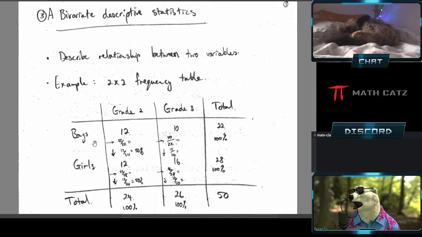So we have this situation. Now, I just made up some numbers. Let's suppose there are 12 boys in grade 2. There are 10 boys in grade 3. There are 12 girls in, excuse me, grade 2.